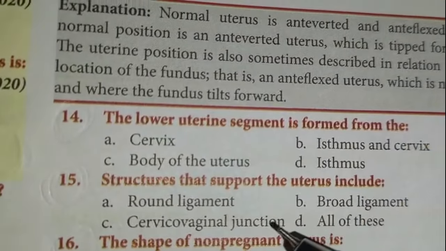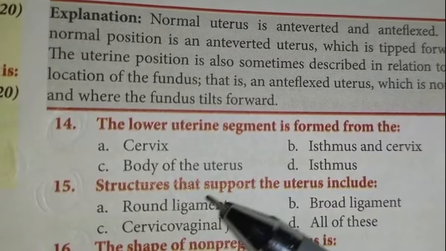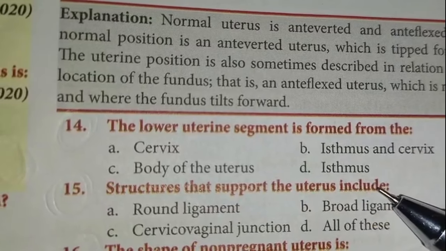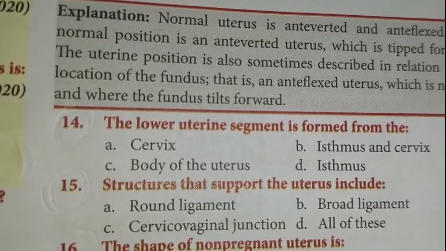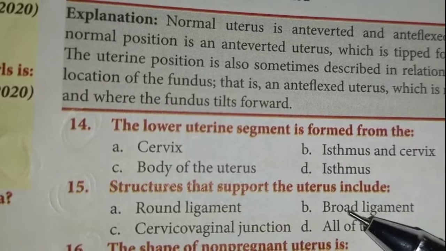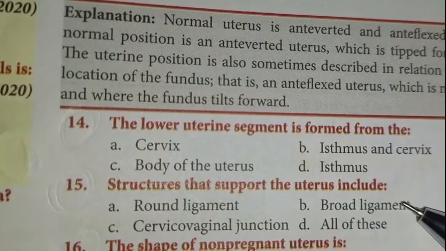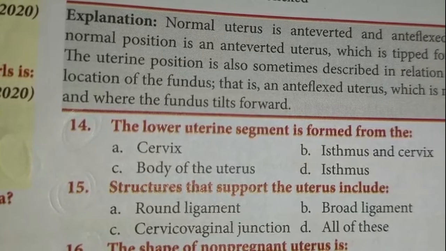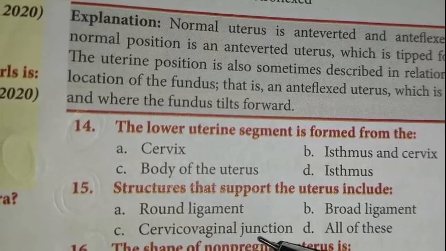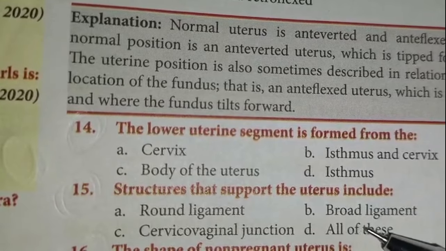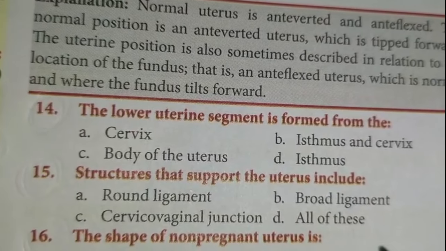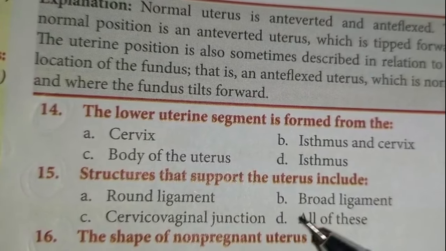And the next important question is, structures that support the uterus include option A round ligament, option B broad ligament, option C cervico-vaginal junction, and option D all of this. And the correct option is option D all of this.